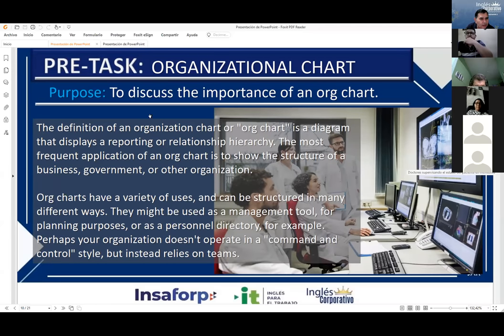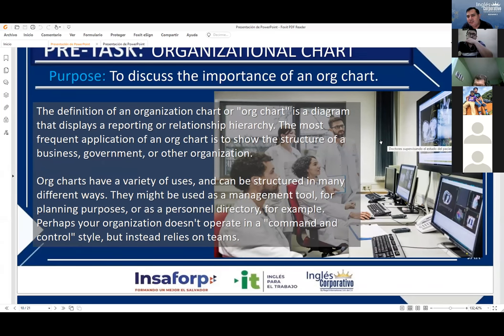We say the purpose is to discuss the importance of an org chart. Org, organization, okay, org chart. The definition of an organization chart or org chart is a diagram that displays a reporting or relationship hierarchy. The most frequent application of an org chart is to show the structure of a business, government, or other organization. Cortito, mostrar la estructura de la organización.